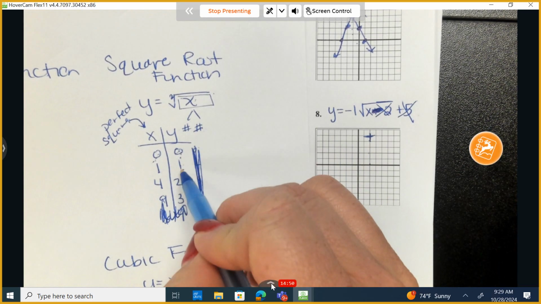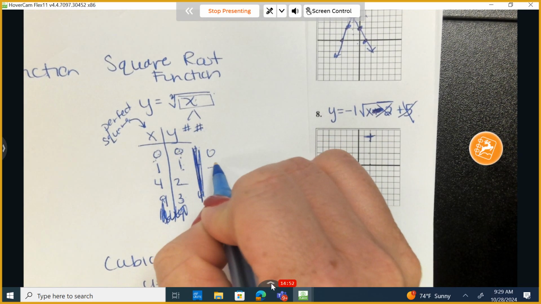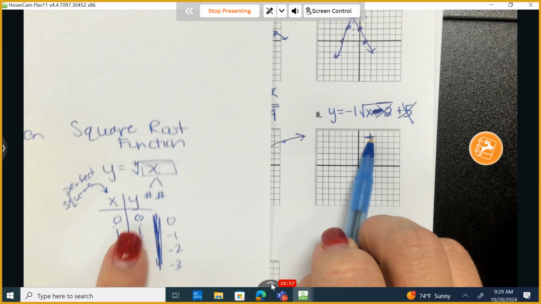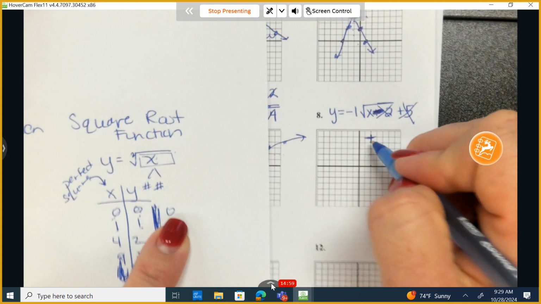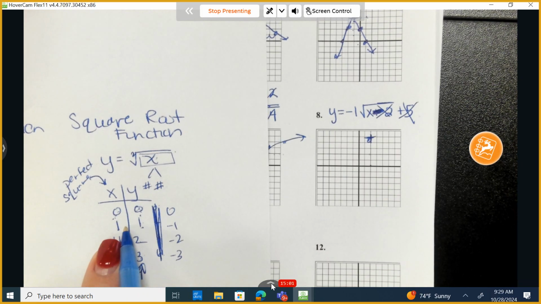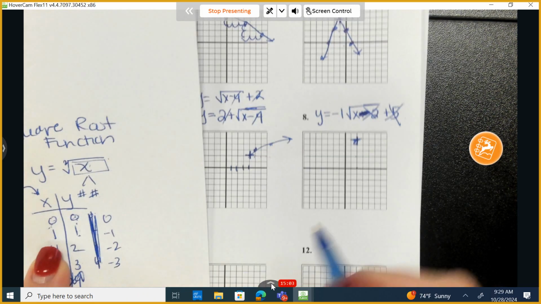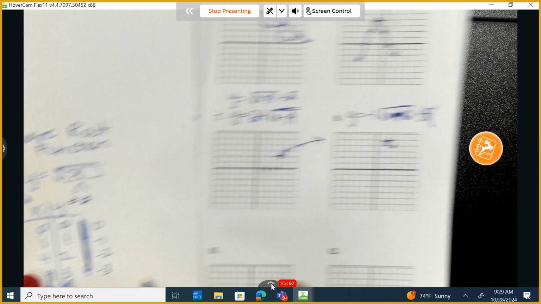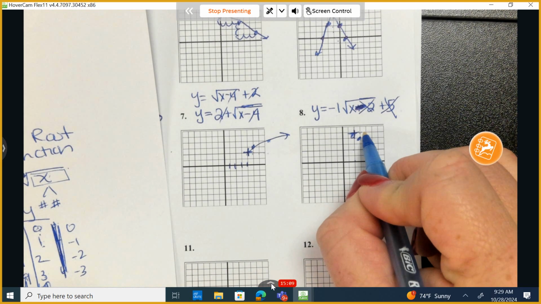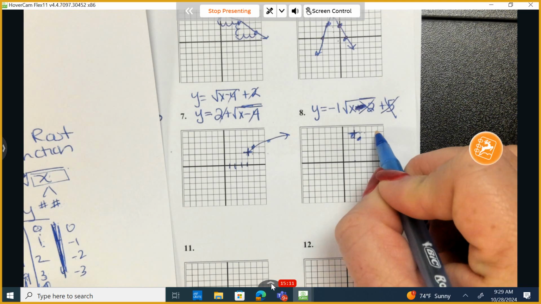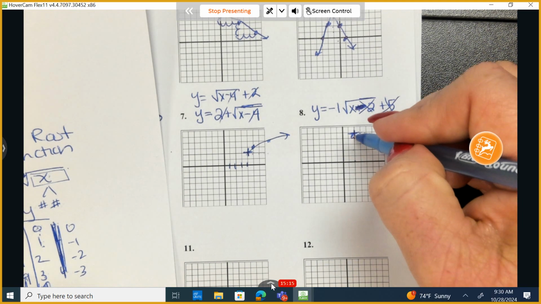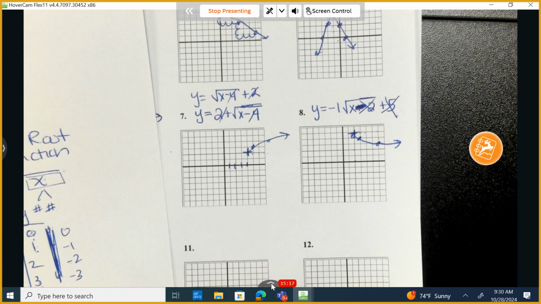So I'm going to take each of these values times negative 1. 0, negative 1, negative 2, and negative 3. This is my point. So 0, 0, that's my point. Then it says to the right 1, and this means down 1. Right 1, down 1. Right 4, down 2. 1, 2, 3, 4, and down 2. And then it'd be right 9 and down 3, which is off the grid. This is what I have.